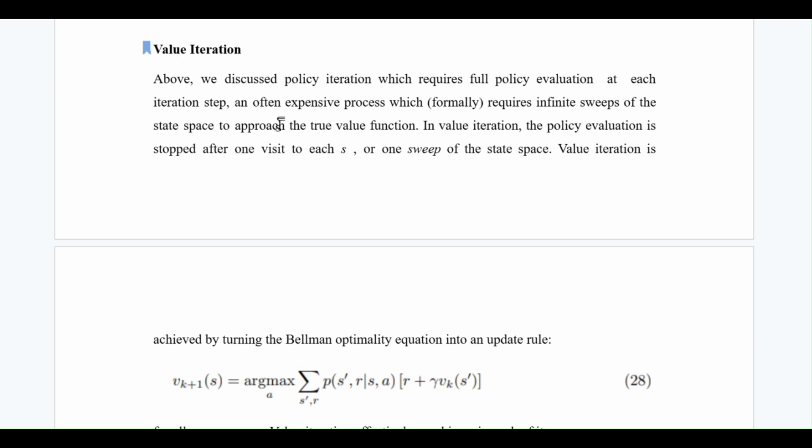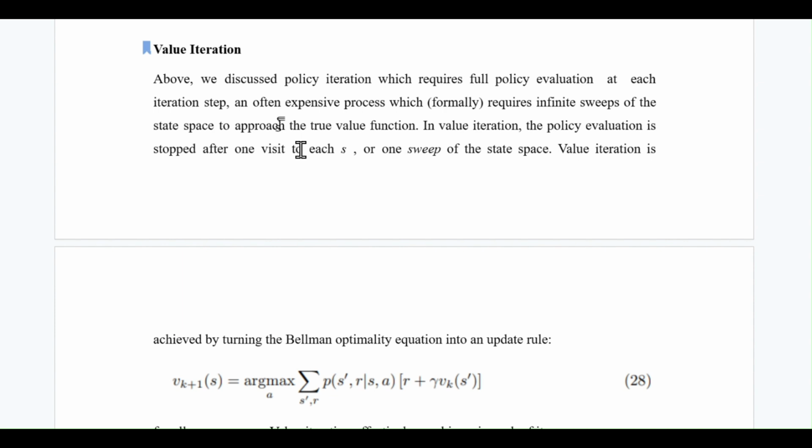Today we are going to talk about three important concepts in RL, that is value iteration, asynchronous dynamic programming, and generalized policy iteration. Let's discuss them in more detail. So, what is value iteration?